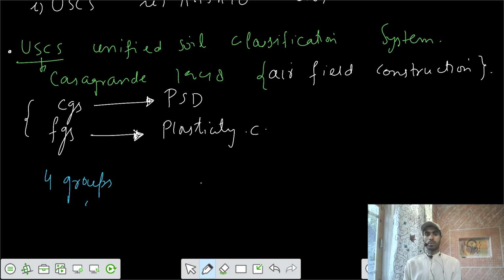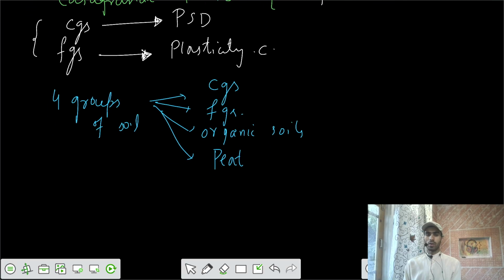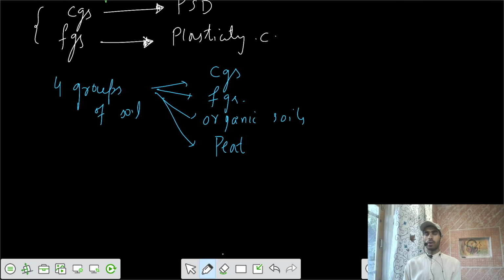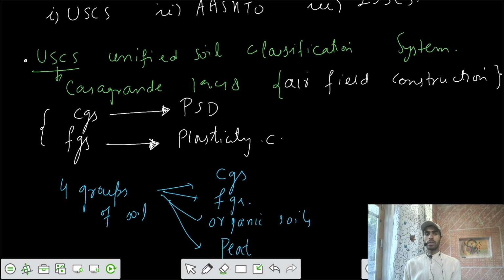So USCS has separated the soils into four major groups. One is coarse grained soils. Next is fine grained soils. Third is organic soil, and the fourth is a separate category that we call peat. Peat has a high amount of organic matter. So this is all about the first system, USCS.